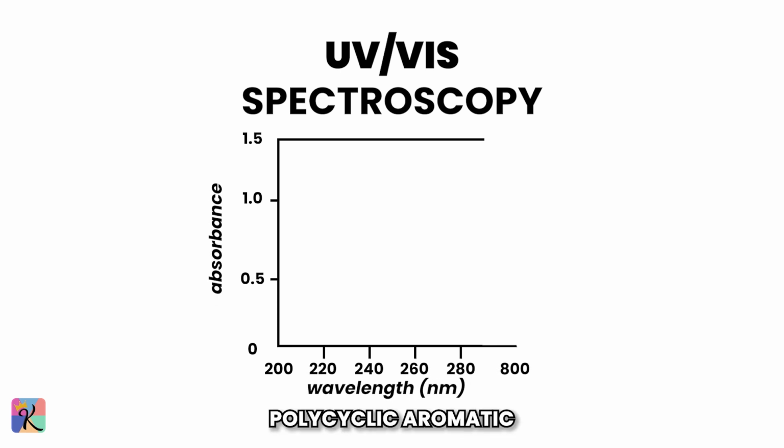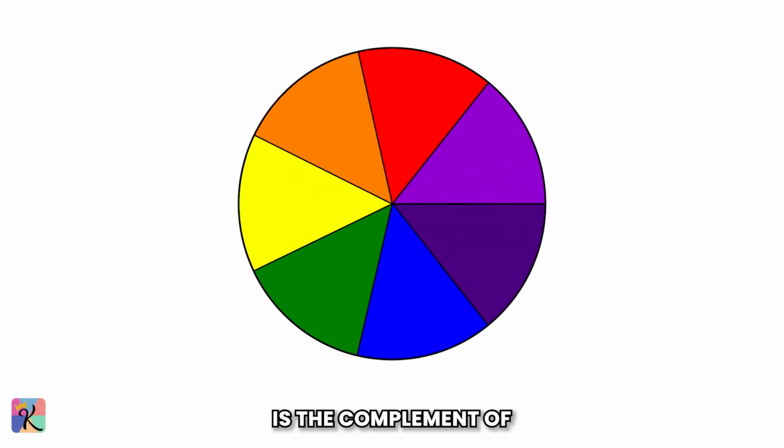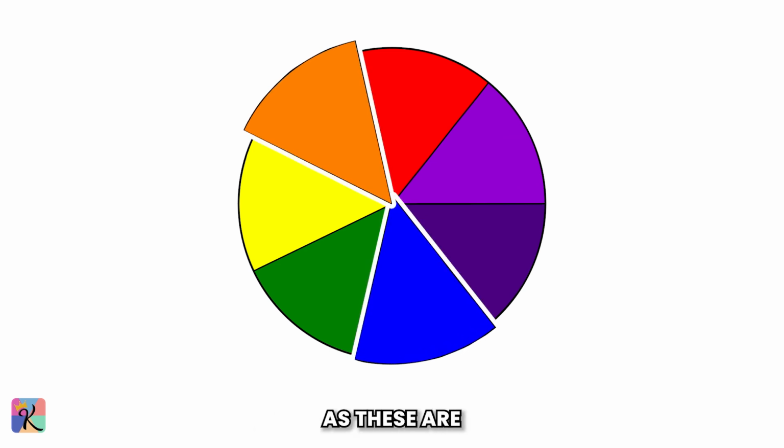For example, polycyclic aromatic hydrocarbons like anthracene, tetracene, and pentacene exhibit increasing lambda max with each additional aromatic ring, reflecting the growth in their conjugated systems. Moreover, the color a compound appears is the complement of the color it absorbs. A compound absorbing in the blue region will appear orange, as these are complementary colors. Understanding these principles can help in identifying compounds based on their UV-Vis spectra.